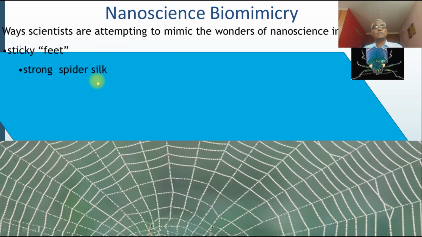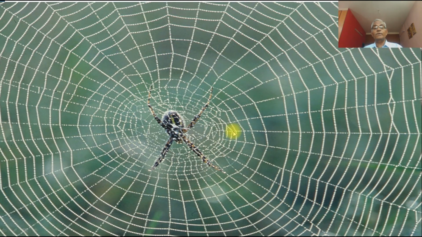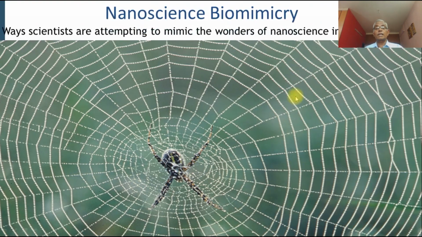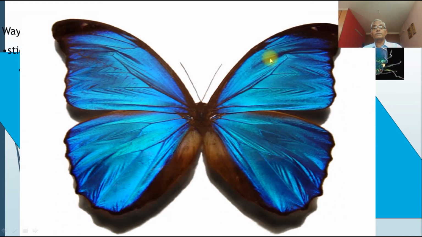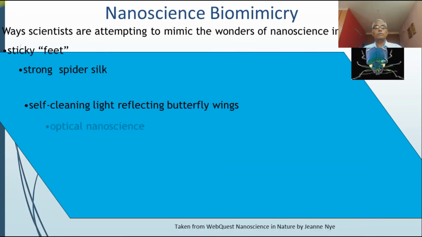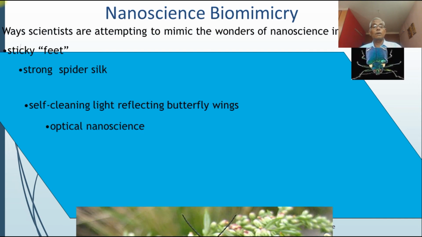Then strong spider silk. We know that we can also mimic the spider, and we can prepare a silk fiber that will be strong like the spider web. Then self-cleaning or reflecting butterfly wings. Yes, the water does not stick. The hydrophobic property, so materials have already been developed. This already exists in nature. The moth or the butterfly has wings coated with nanomaterial, so the water does not stick.